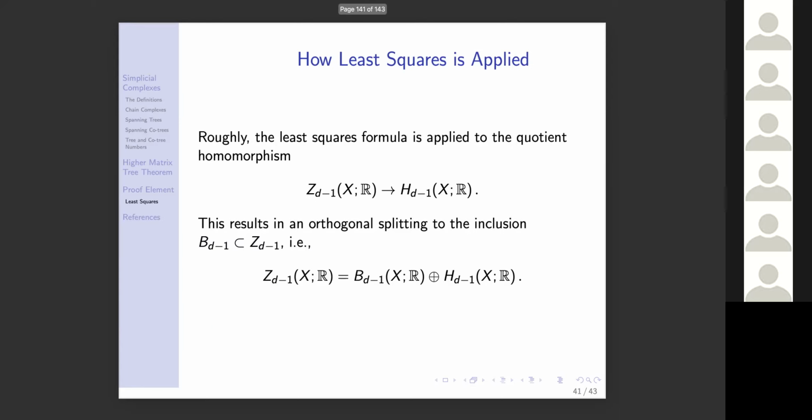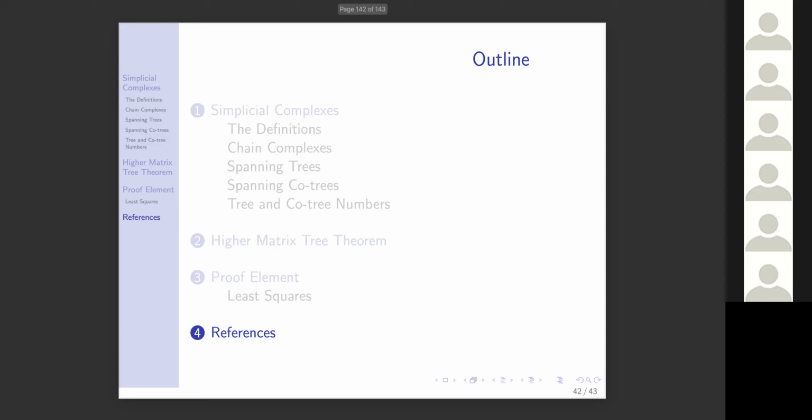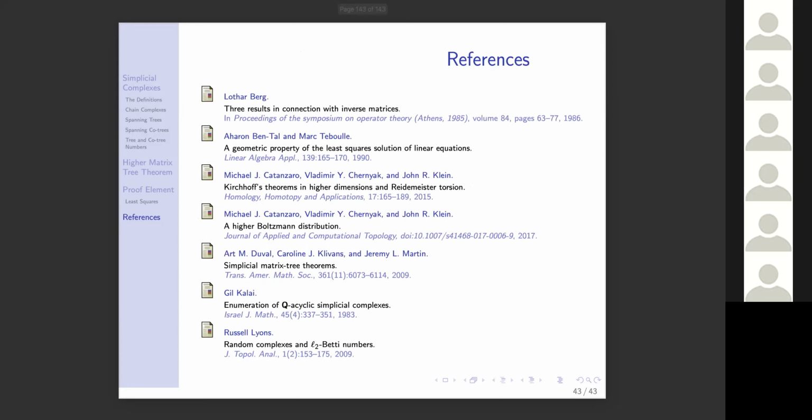And I think that's all I want to say today, except I want to give you some of our references. So let me list what each of these references does. The first two I just mentioned, these are the ones that come up with this least squares solution. And these are very easy papers to read. Every advanced undergraduate could read those papers. It's elementary. So the next two papers are where our higher matrix-tree formula appears.